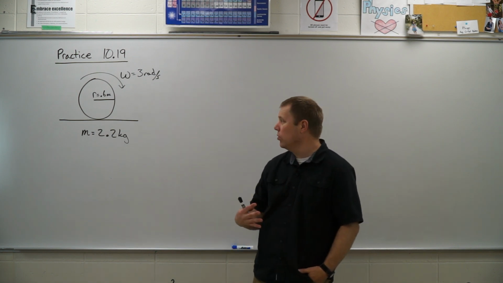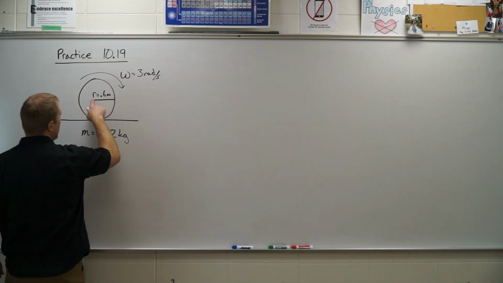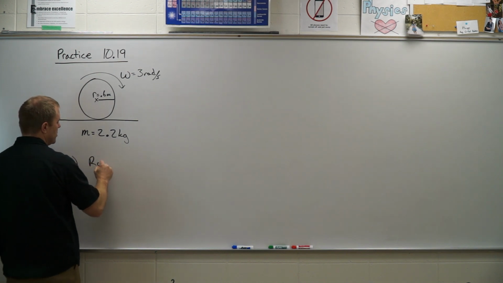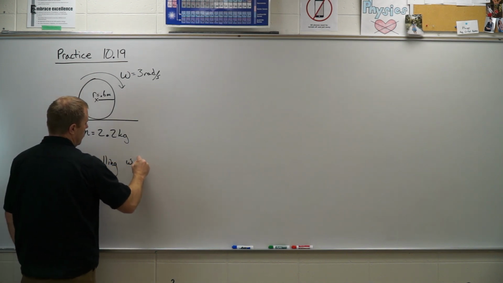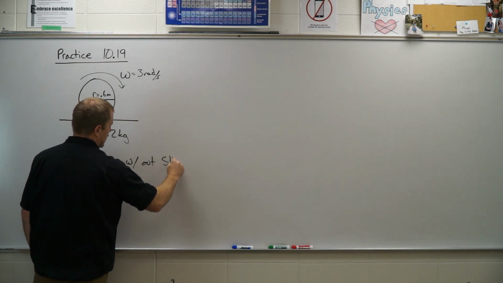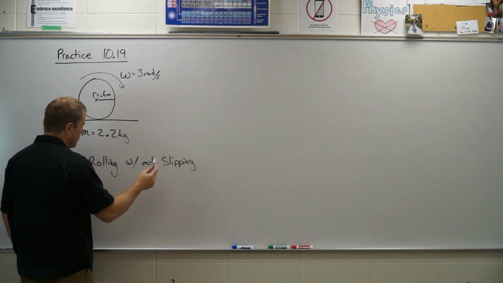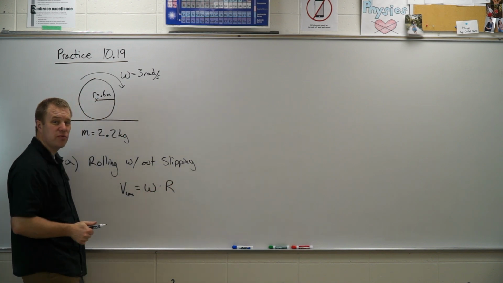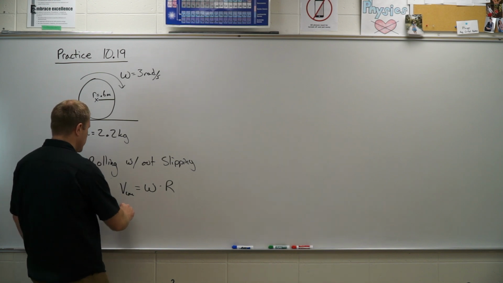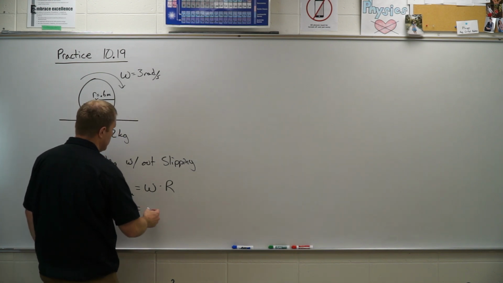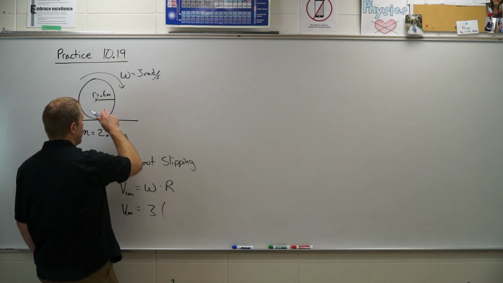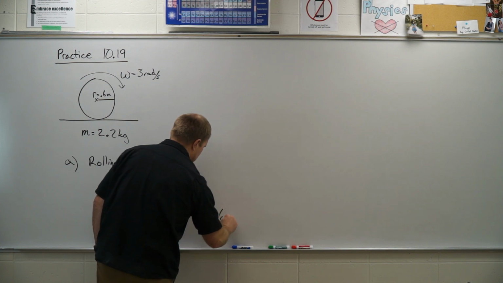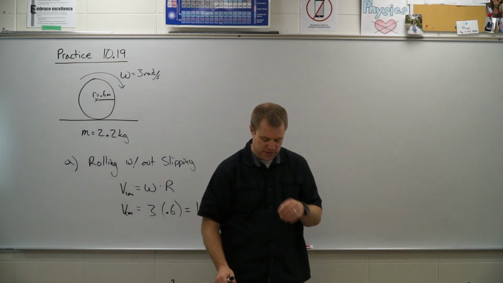Okay, so since it is rolling without slipping, and I'm trying to find the velocity of the center of mass, whenever you run into a situation where something is rolling without slipping, I know the center of mass velocity is equal to omega times r, where r is the radius that it is rolling on. And so for us, VCM is going to be our omega 3 times our radius 0.6. And so we end up with 1.8 meters per second is how fast it is rolling.